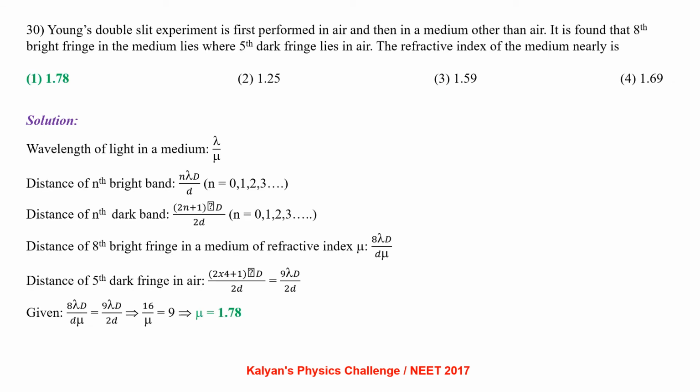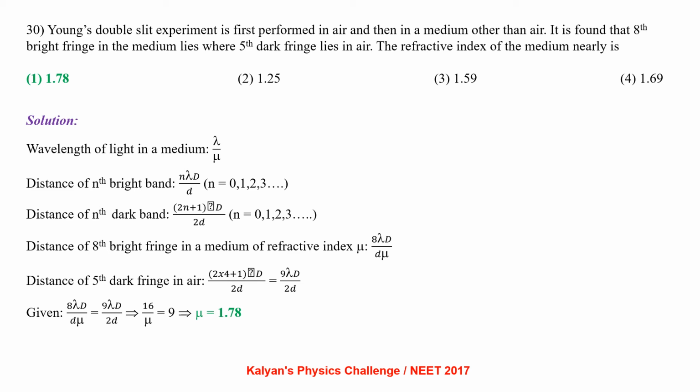Young's double slit experiment is performed first in air and then in a medium other than air. It is found that 8th bright fringe in the medium lies where 5th dark fringe lies in air. The refractive index of the medium nearly is. The wavelength of light in a given medium is given by the formula lambda by mu, where mu is refractive index of the medium.